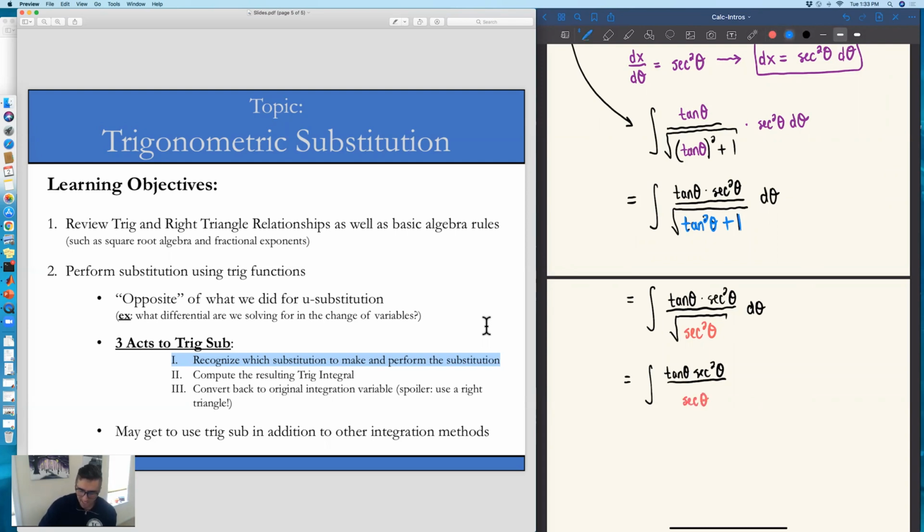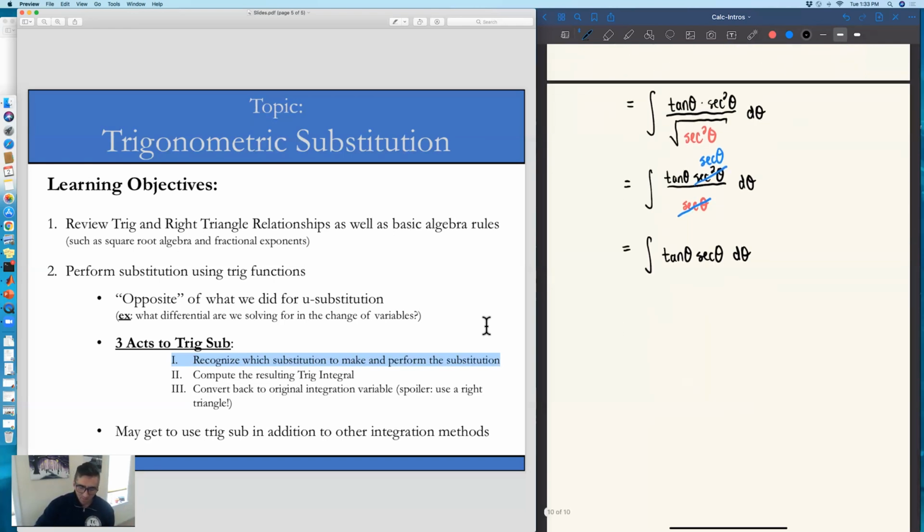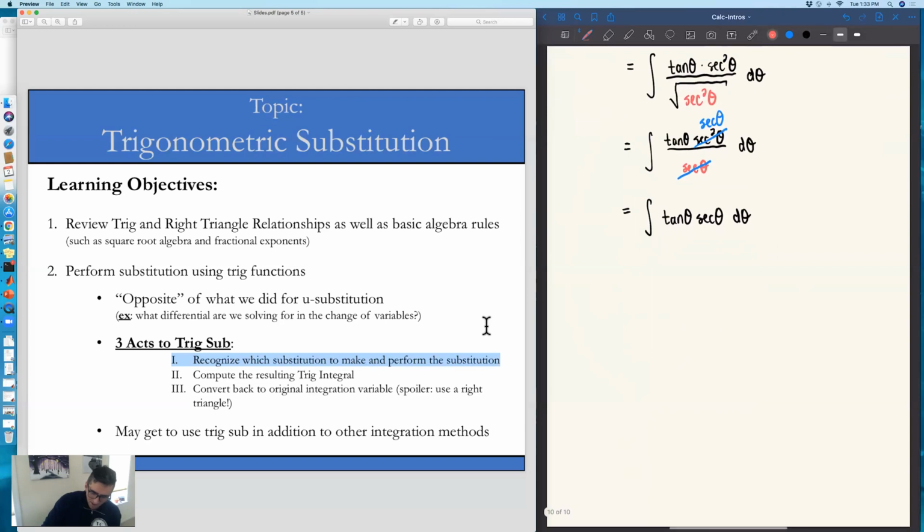And we can do a little bit of cancellation once we put our d theta on there. We have a secant theta downstairs. We have a secant squared upstairs. So that just cancels out to give us one factor of secant in the numerator. So the overall integral we're looking at is the integral now of tangent theta times secant theta d theta. And that is finishing that first act, recognizing what substitution to make and actually performing that substitution. Which brings us now to part 2.